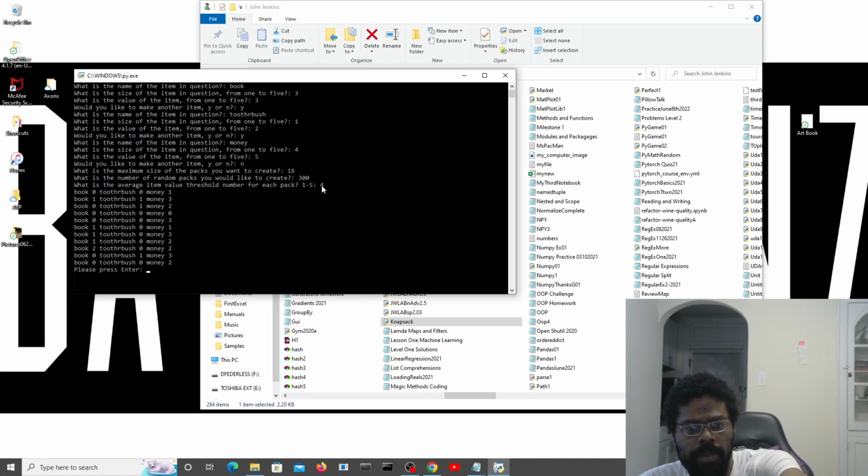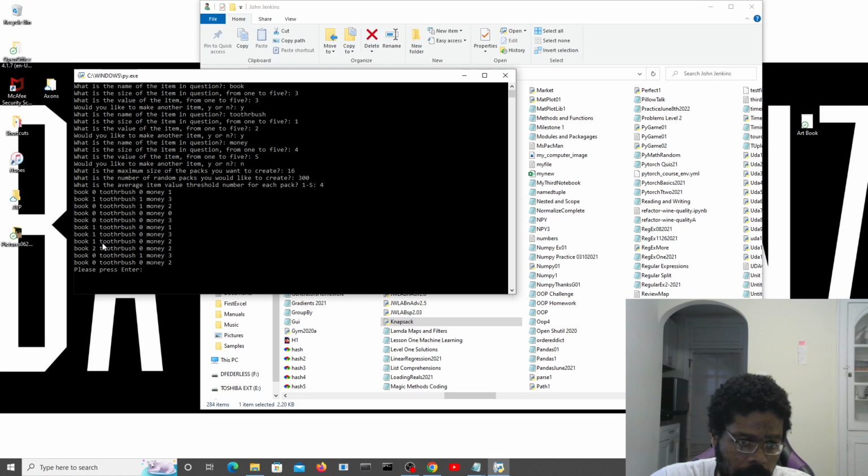And the value of the money is 5, and there's one item in the pack, so the average item value is 5, which is higher than 4, which is our threshold. With the second pack right here, none of these packs are repeated. They're all original.